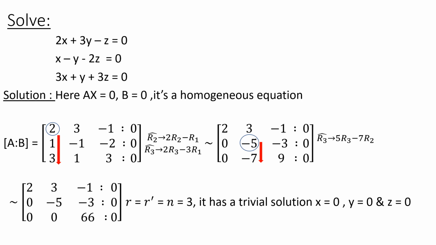So the rank of the augmented matrix is 3. Rank of A is also 3 and the number of variables is also 3. So by the condition, it has a trivial solution. That is x is equal to 0, y equal to 0 and z is equal to 0.